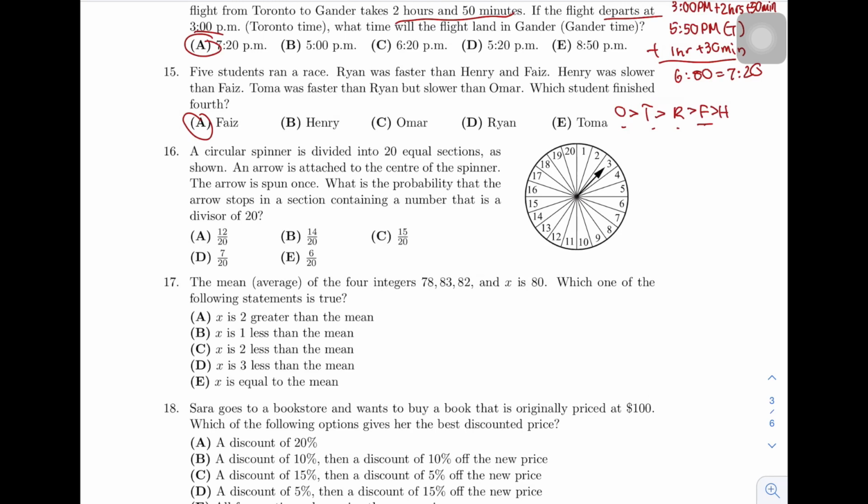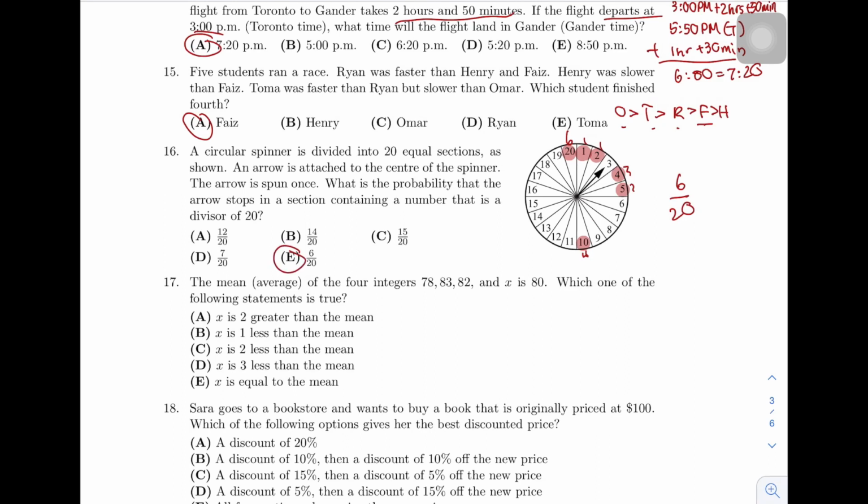So the divisors of 20 include 1, 2, 4, 5, 10, and 20. And if you count them, you have 1, 2, 3, 4, 5, 6. So it would be 6 over 20, giving you the answer E.